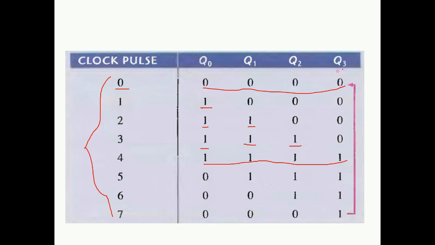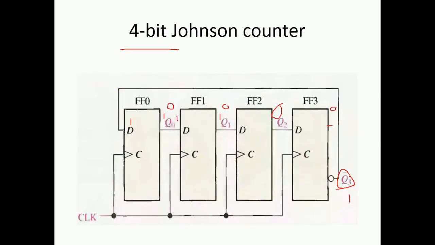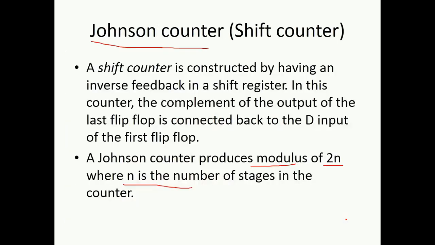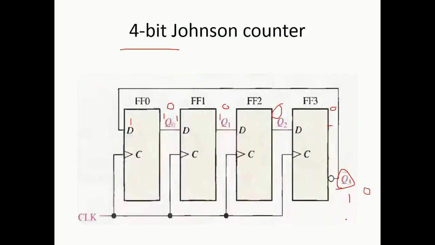Now if Q3 becomes equal to 1, Q3 bar will become equal to 0. So now 0 will start transmitting as the input to flip-flop number 0 through flip-flop 1, flip-flop 2 and then flip-flop 3. So now you can see it over here, 0 here, then 0, 0, because still Q3 is 1, so Q3 bar will be 0. Then we have 0, 0, 0, 1. So we have the modulus of 8 in the case of 4-bit Johnson counter. That is why it is also known as shift counter.